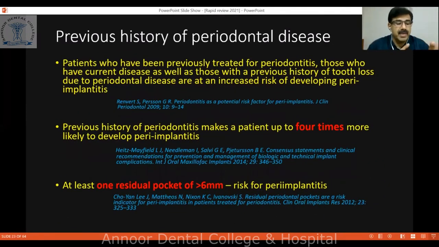Now, the next risk factor is a previous history of periodontal disease, or whether he currently has periodontal disease, or whether he has any tooth loss associated with periodontal disease. Data shows that if a patient has got a previous history of periodontitis, the patient is four times more likely to develop peri-implantitis. And there is another study which shows that if there is at least one residual pocket of more than 6 millimeter anywhere in the oral cavity, there is a risk of peri-implantitis. So the important point here is you have to treat and manage all periodontal disease before you place an implant. And then you should ask the patient to maintain good oral hygiene. So these two things have to be controlled before you venture into placing implants.